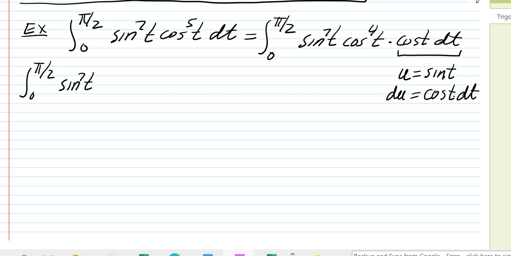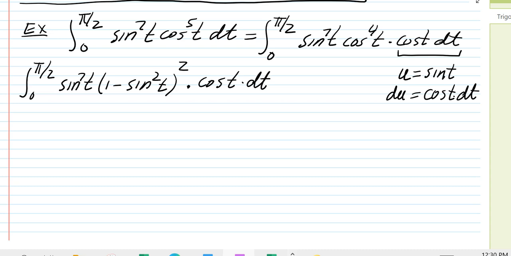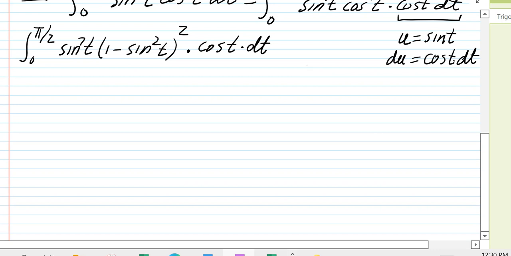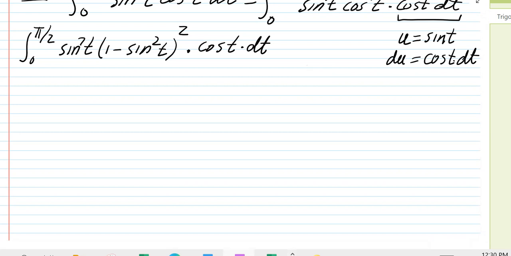Here's sine to the 7th t, cosine to the 4th. I'm going to write that as 1 minus sine squared t. So that accounts for 1 cosine squared t, and then square that. That gives you all 4 cosine t's times cosine t dt. All right. Next, we're going to expand the binomial and then multiply it by sine to the 7th power.